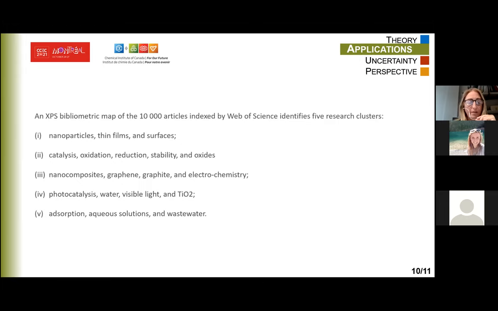If you check on Google about the bibliometric map, you will find several articles using XPS. It's a technique that you use in several characterizations when you have a solid material. You can identify in general five main clusters. The first one is connected with nanoparticles, thin films, and surfaces. Then a very big chapter connected with catalysis, oxidation, reduction, stability, oxides in general. A part connected with nanocomposites, graphene, graphite, and electrochemistry. A main part, especially in present research, on photocatalysis, and one part connected with wastewater, water purification, aqueous solution, and adsorption.